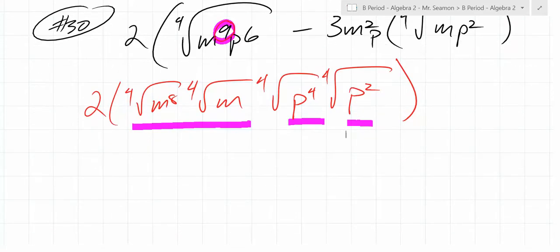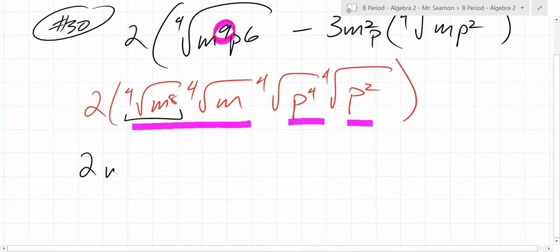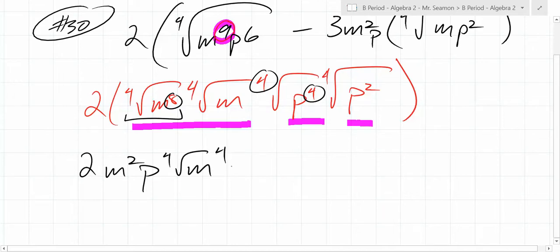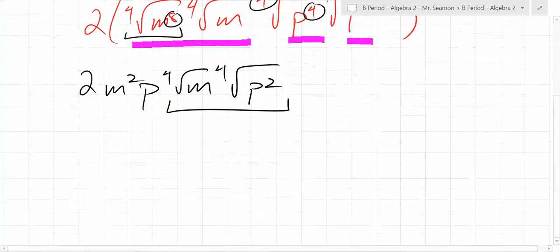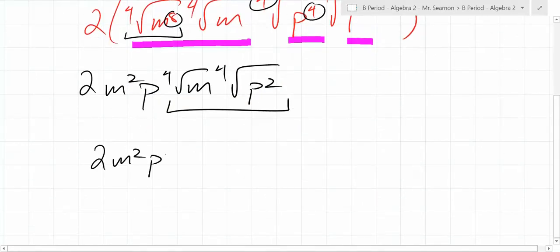The reason I did that is because what does this break down to? That's 2m squared, right? Because what is the 4th root when you have it to the 8th power? 8 divided by 4 is 2. And then here we have the 4th root of p to the 4th. What's that going to be? Just p, because what's 4 divided by 4? 1. And you're left with the 4th root of m, and you're left with the 4th root of p squared. But you can recombine those. And if you recombine them, you end up with 2m squared p times the 4th root of what?